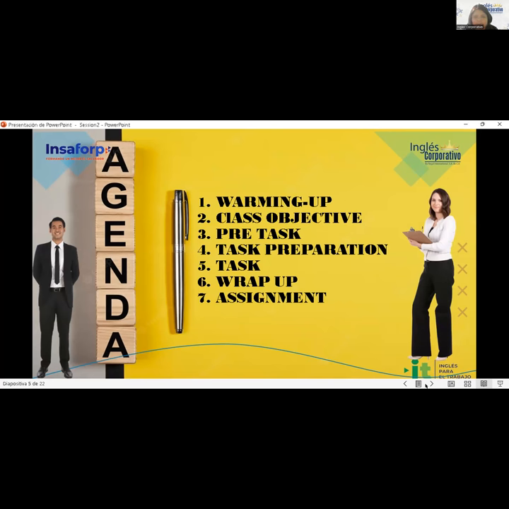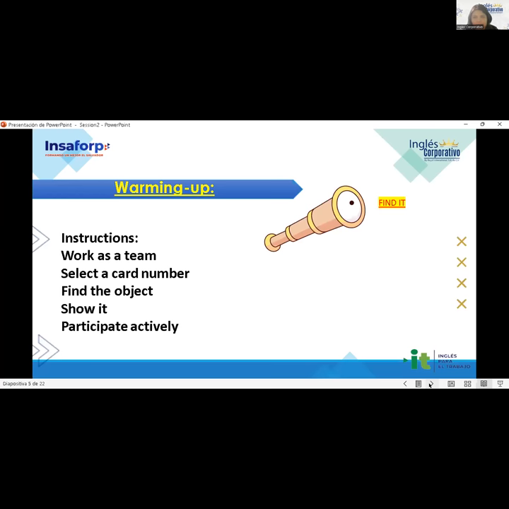Okay. Let's... Okay, so look at this. We're going to start with a warming up. So the instructions, please. Carlos, can you read the instructions? Instruction, warm up: select a card number and find the object. Shout it and participate actively. Okay, participate actively. Okay, perfect.